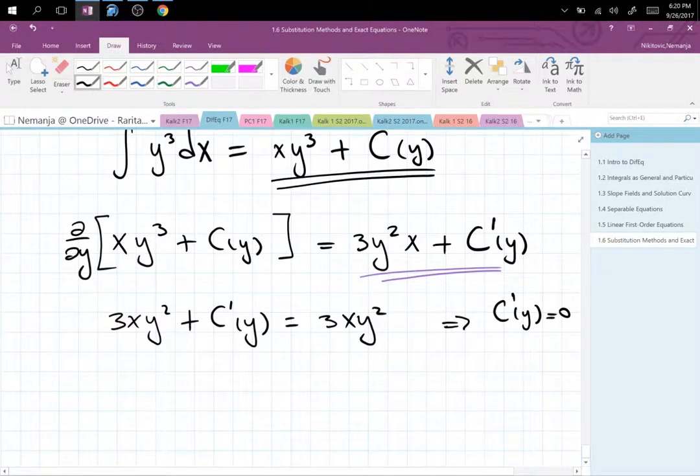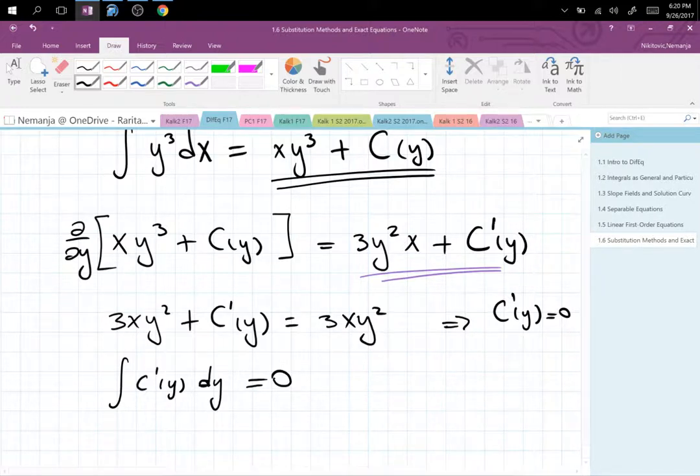So now when I integrate c prime of y dy, which was a 0, we get another 0. So now what does that mean? That means that the unknown function was 0.